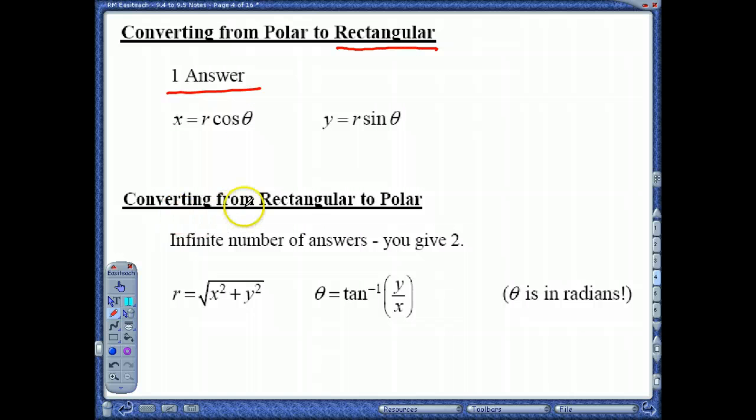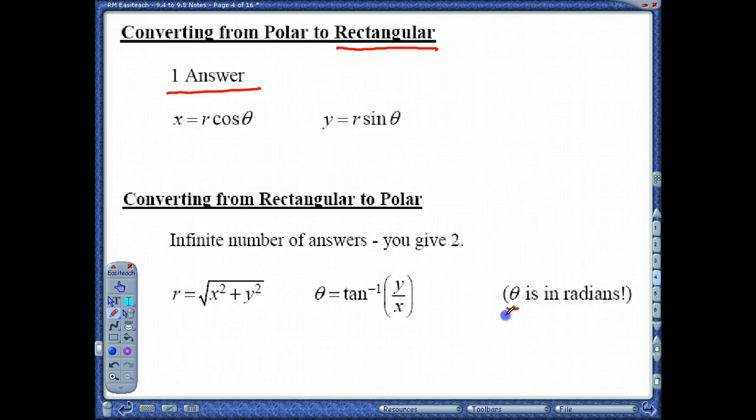Now, when you are converting from rectangular to polar, there are an infinite number of answers. So I'm just going to ask you to find 2. I think that's reasonable. Now, when you want to find that directed distance, that distance from the origin, that's going to be the square root of x squared plus y squared. Theta is going to be inverse tangent of y over x.